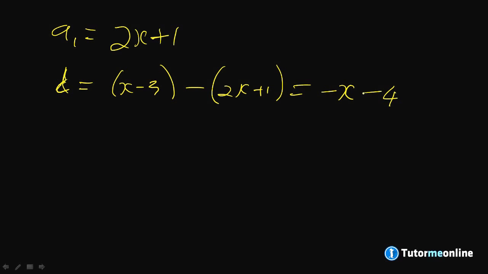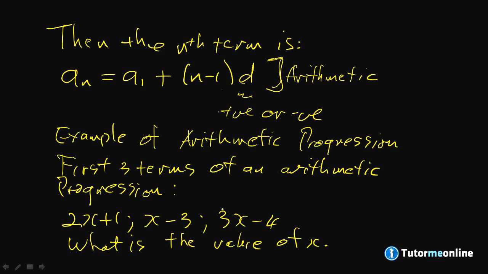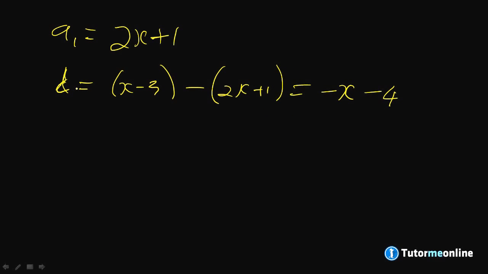If we just go back to what is given, the third term that the examiner gives us is 3x minus 4. So we can use that information. We've got an expression as a function of x for d, and an expression as a function of x for a1. We can just use this basic formula of an arithmetic progression to then write down the value for the third term, which we define as a3.